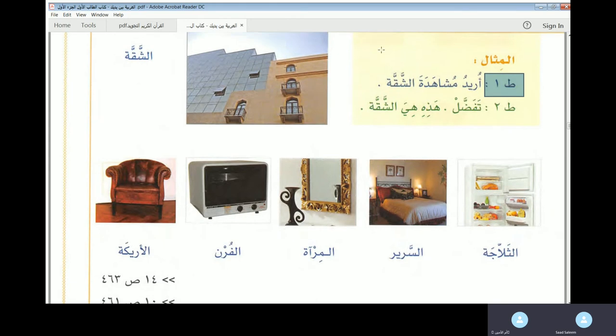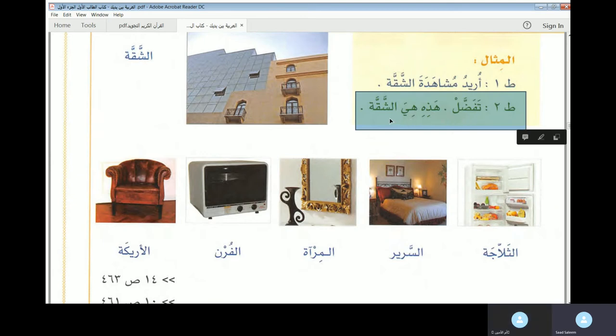Student one: I want to see the apartment. This is the apartment. Let's see. This is the room. Please enter. Here it is, the apartment. Please enter. This is the apartment.